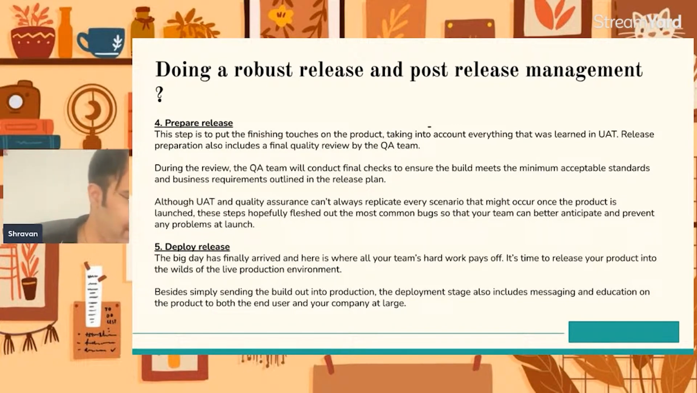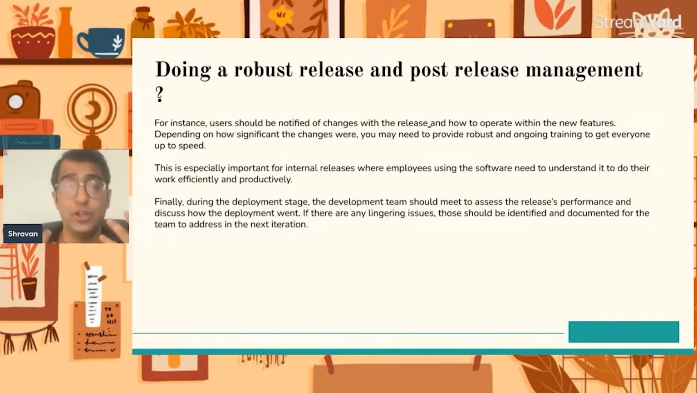Now the next part would be, for instance, users should be notified of changes with the release and how to operate within the new features. All of those things depend on how you are going to release your current features, which eventually go to the customer, right? Finally, during the deployment stage, the development team should meet to assess the release performance. Basically, from an engineering side, whether the feature is okay, whether the feature is doing fine, whether the feature is meeting all the performance criteria, which are engineering criteria. That is also something that you measure.